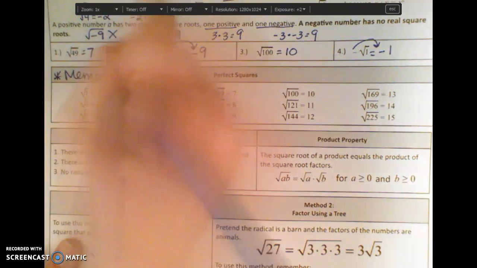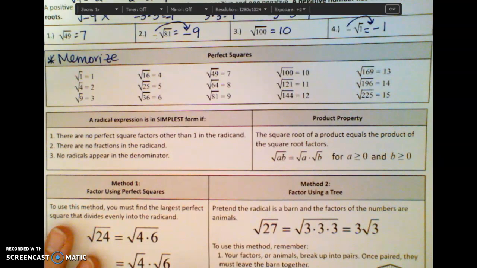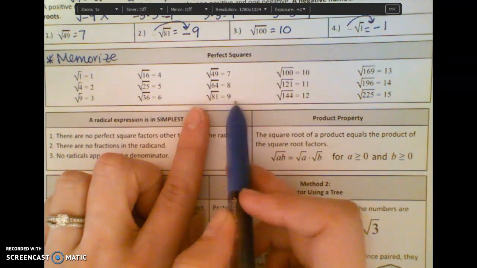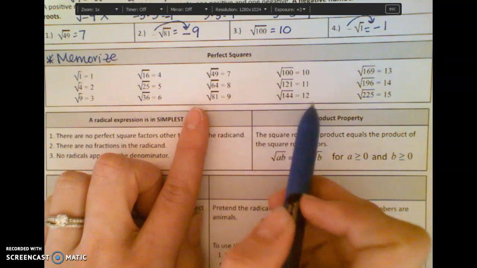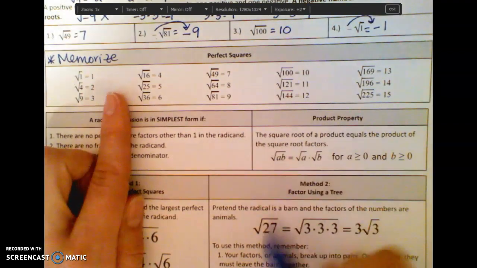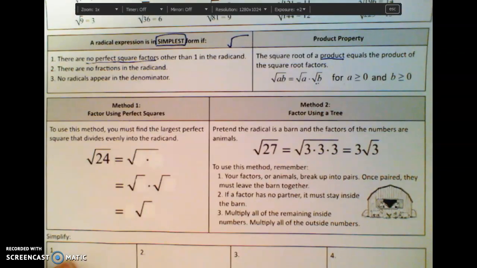And the reason we should memorize them is that it will make our calculations so much easier. If you can look at the square root of 81 and say 9, or the square root of 144 and say 12, if you know all of these, it will make solving these radicals much easier. So go ahead and work on memorizing them. All right, two more things and then we can start simplifying.